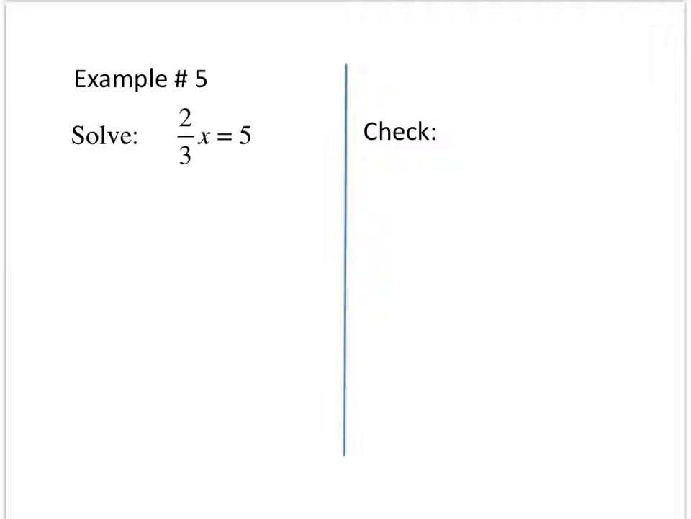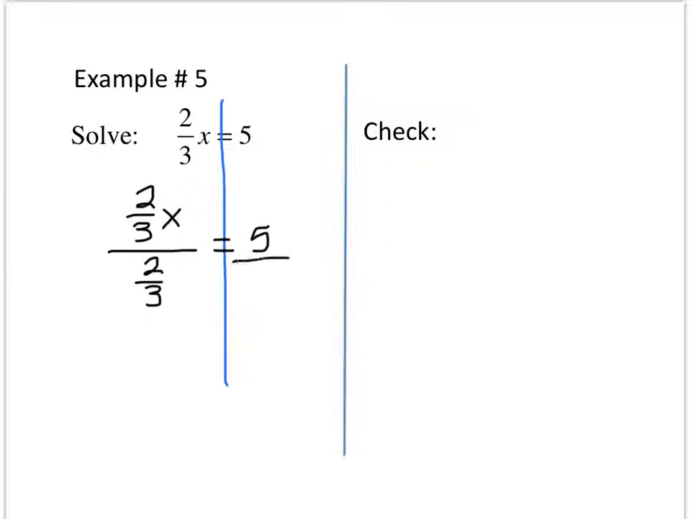Now, we can think of this then as, well, if I want to cancel that multiplication, we use division because that's the inverse. But here's the problem. If I write this out, that means I have 2/3 x divided by 2/3 equals 5 divided by 2/3. Now this is really messy, right? Dealing with all these fractions.